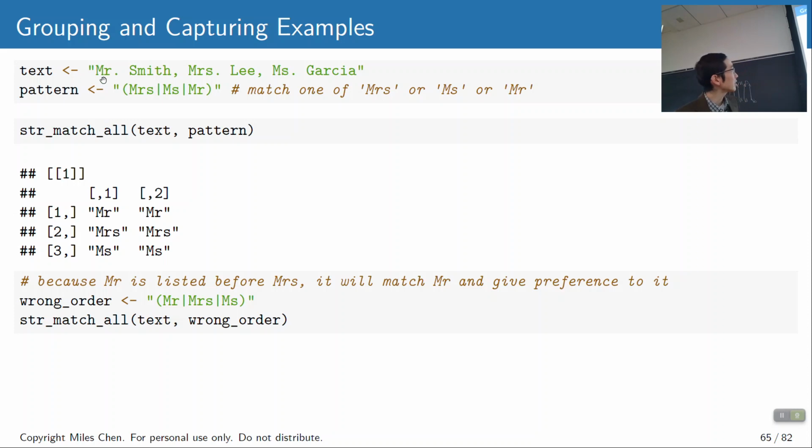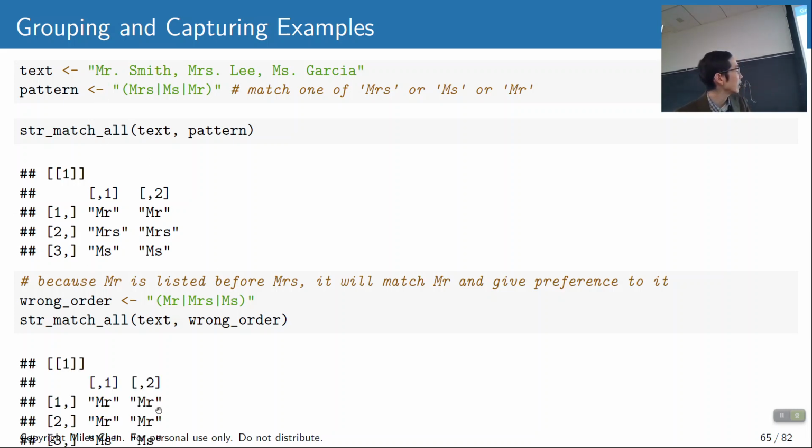If I specify my pattern in this order, the MR followed by the MRS followed by the MS, as it reads this, it's going to match the MR in Mr. Smith, and it matches the MR in Mrs. Lee. So it gets the MR, and again, it reads left to right, so it's going to say, oh, I found a match here, we're done, okay? And then it moves on, and it finds a match with MS, Ms. Garcia there.